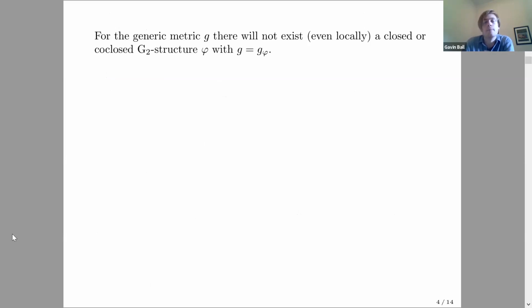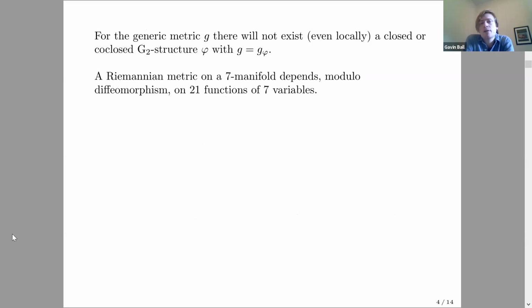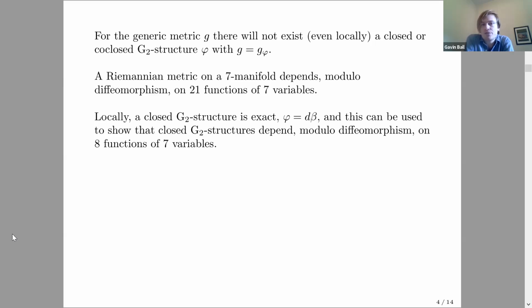Now, for the generic metric, this prescribed metric problem is not going to have a solution. There will not exist, even locally, a closed or co-closed G2 structure that induces this metric. You can see that from a simple counting argument. A Riemannian metric on a 7-manifold is a section of the bundle of symmetric 2-tensors, and then you take away the action of the diffeomorphism group. That's 21 functions of 7 variables. On the other hand, a closed G2 structure is locally definitely exact, and you can push that argument to say that a closed G2 structure, again modulo the action of the diffeomorphism group, depends on 8 functions of 7 variables. So that 8 is less than 21.